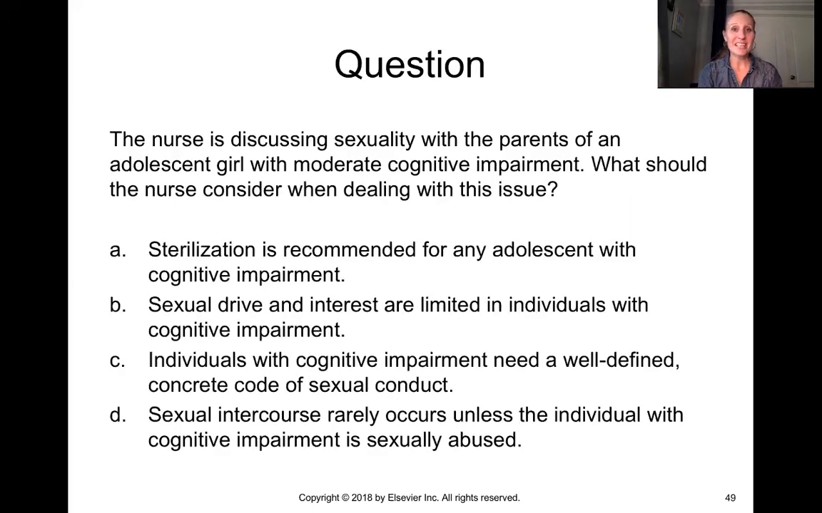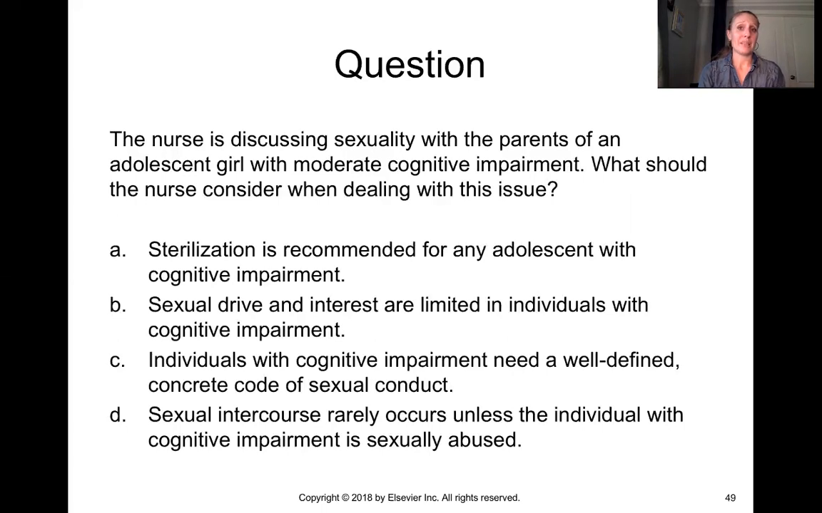So here's a great question to end our lecture on. I know it was kind of a long one, I'm sorry. But the nurse is discussing sexuality with the parents of an adolescent girl with moderate cognitive impairment. What should the nurse consider when dealing with this issue? So A is not correct. We're not going to recommend sterilization. The sex drive is not limited in these individuals, and sexual intercourse occurs quite frequently. And I did mention that cognitively impaired individuals are frequently the victims of sexual abuse as well.